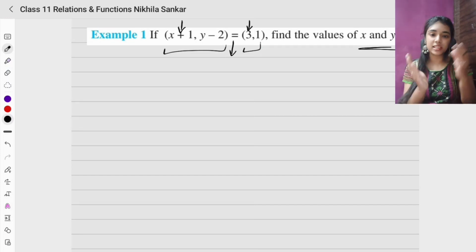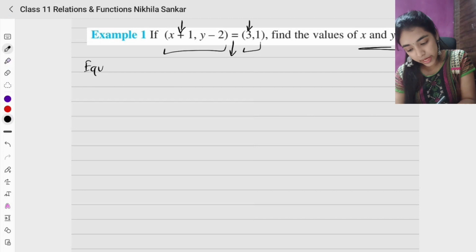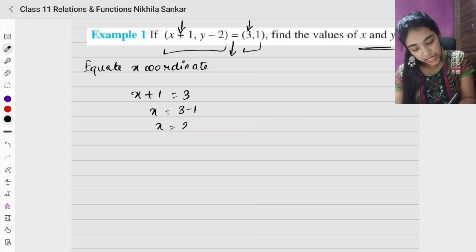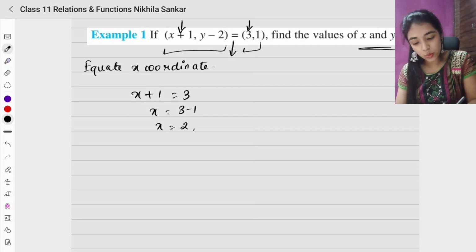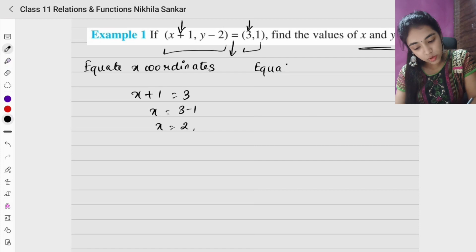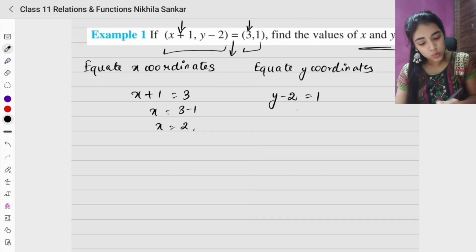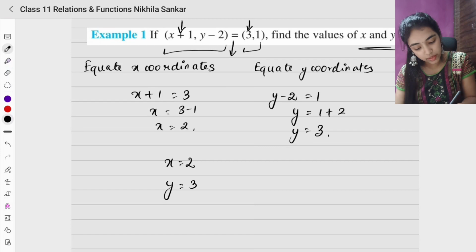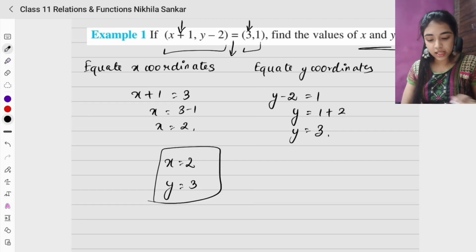So I'm going to equate the x coordinates and the y coordinates. When I equate the x coordinates, what do I have? X plus 1 equals 3. X equals 3 minus 1. X equals 2. Now when I equate the y coordinates, what happens? Y minus 2 equals 1. When I take the minus 2 to the other side, it becomes 1 plus 2, so y equals 3. So what is my value of x? X is going to be 2 and y is going to be 3. Okay, this is what we learned in our first slide. Please copy.